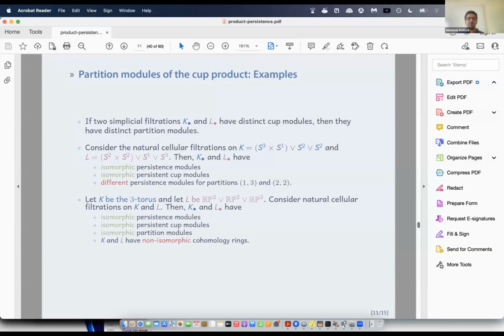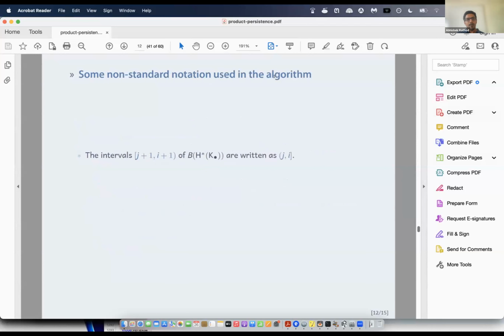But in our opinion, defining even stronger invariants may not necessarily help, because at some point the cost of computing them would become prohibitively expensive. So with partition modules, we have the balance where the invariant is strong enough, but the cost remains low. Now, before I get to the algorithm, let me introduce some non-standard notation that we use in the algorithm.